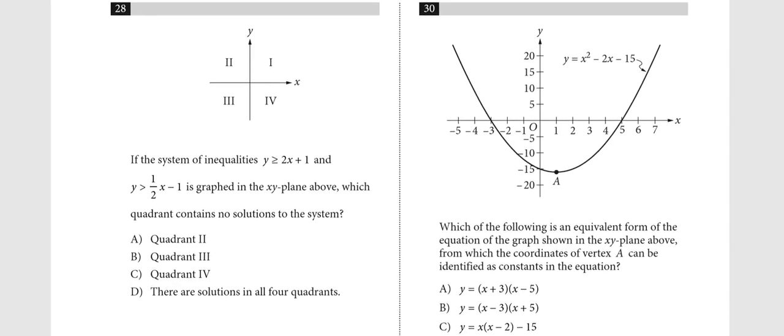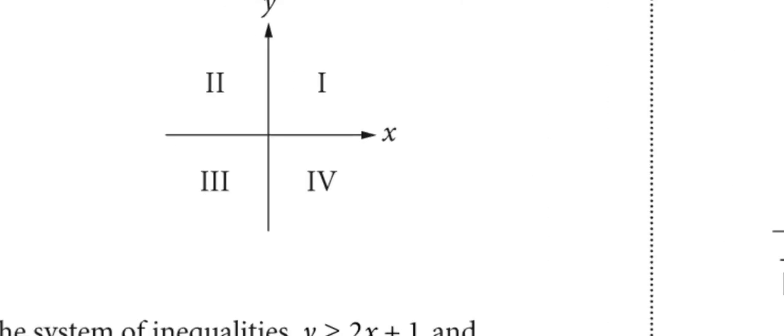Question 28. If the system of inequalities y is greater than or equal to 2x plus 1, okay, so 2x plus 1 would have some sort of slope like this. And greater than would be shaded out this way, right, above the line. And y is greater than or equal to 2x plus 1.